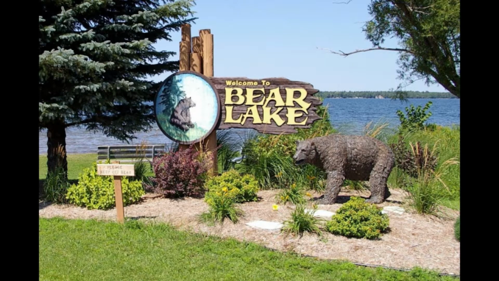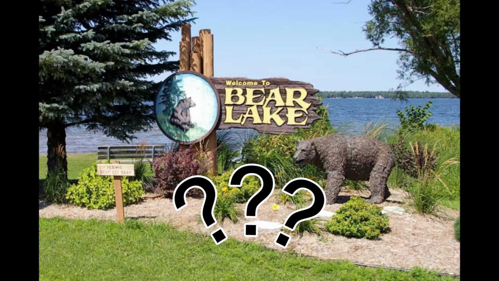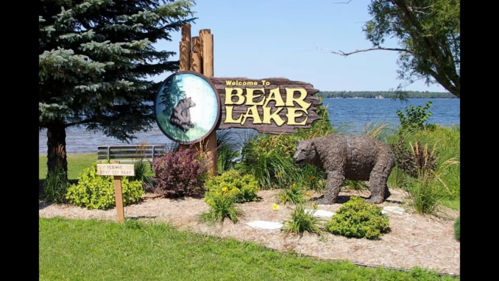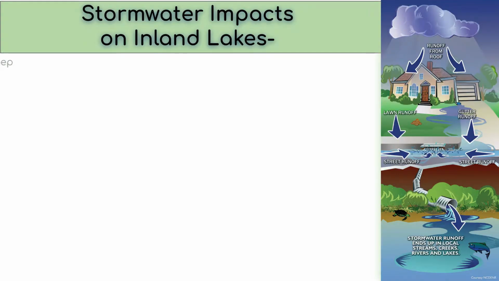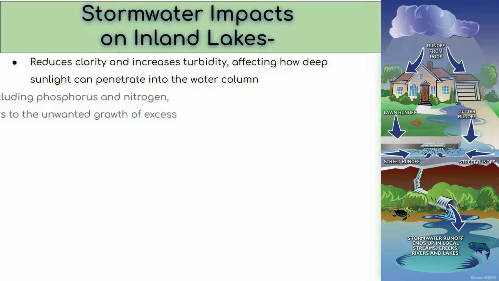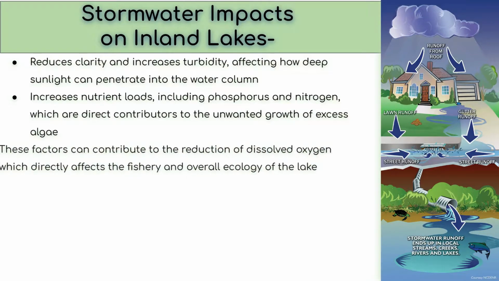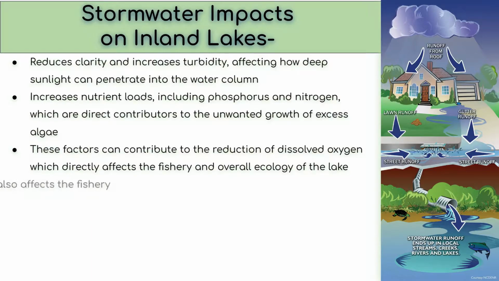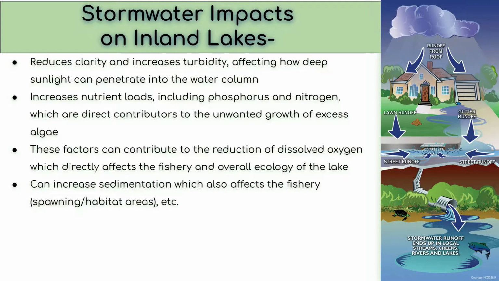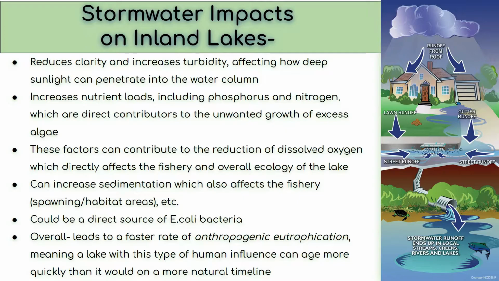So the question is, what kind of impacts can non-point source pollution from untreated stormwater have on an inland lake? In brief, here are a few different ways that a lake with direct storm drain effluent can be affected. It reduces clarity and increases turbidity, affecting how deep sunlight can penetrate into the water column. It increases nutrient loads, including phosphorus and nitrogen, which are direct contributors to the unwanted growth of excess algae. These factors can contribute to the reduction of dissolved oxygen, which directly affects the fishery and overall ecology of the lake. It can increase sedimentation, which also affects the fishery.